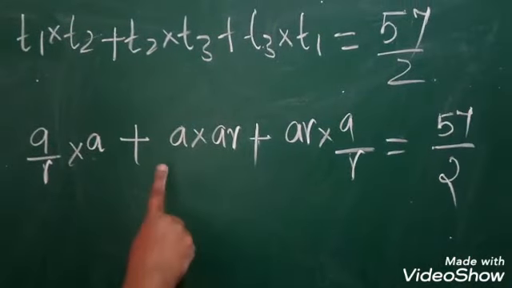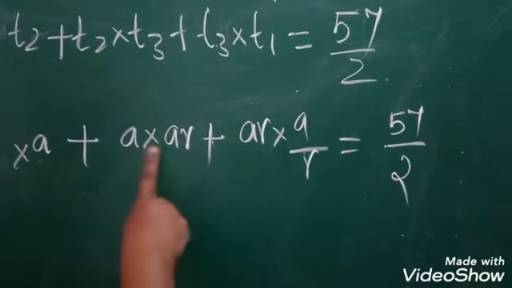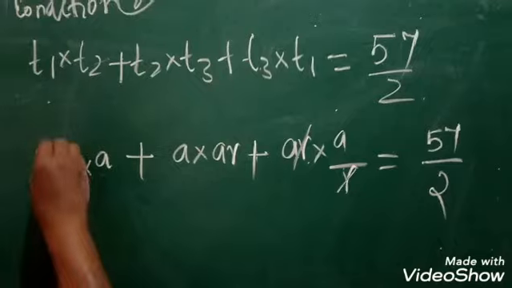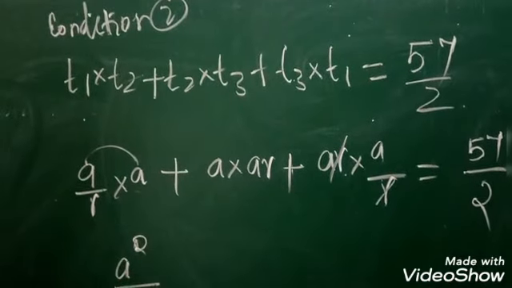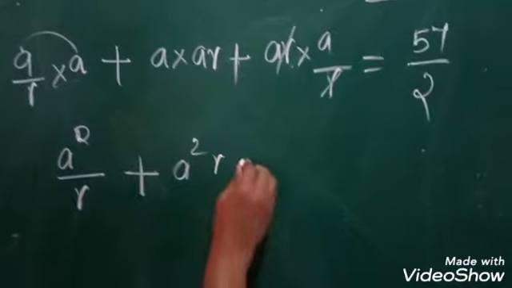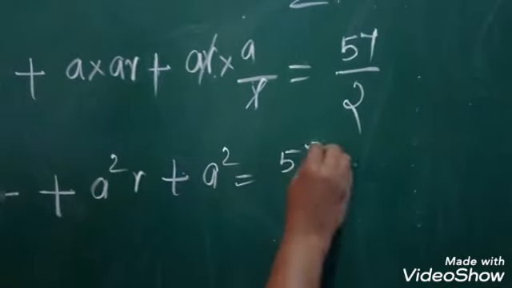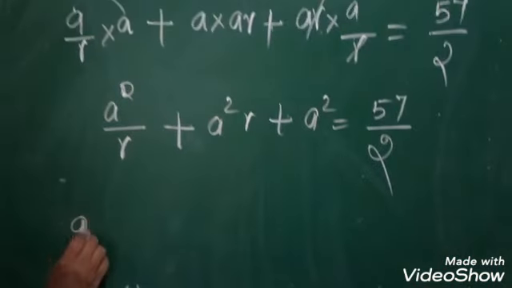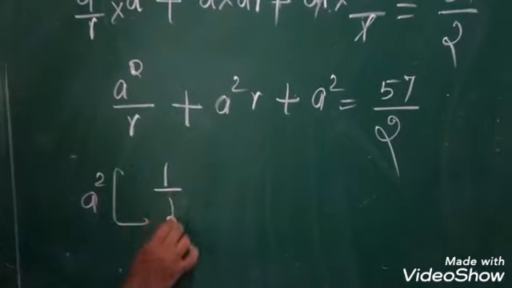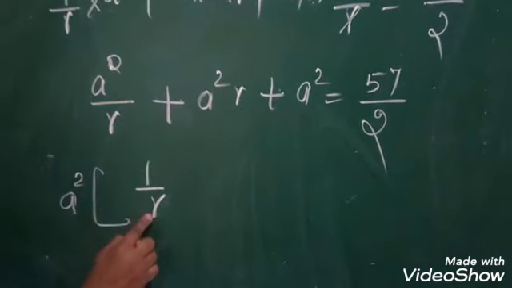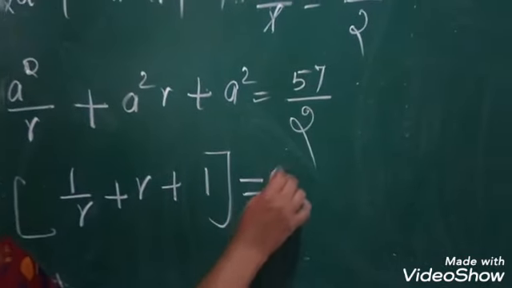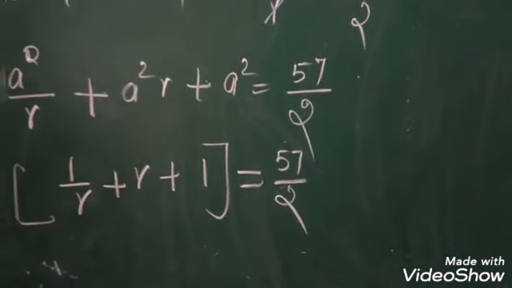Have you understood this, girls? First term into second term, plus second term into third term, then third term into first term. Now you have to cancel. Now you get a squared by r plus a squared r plus a squared is equal to 57 by 2. Now each term has a squared, so take out a squared, and the remaining is 1 by r, r, and 1 in the last term. Equal to 57 divided by 2.